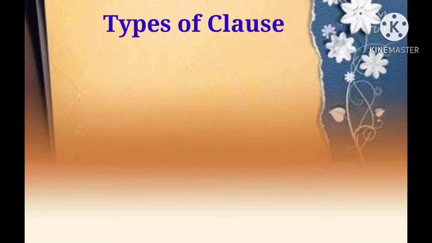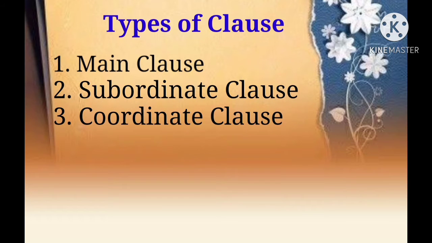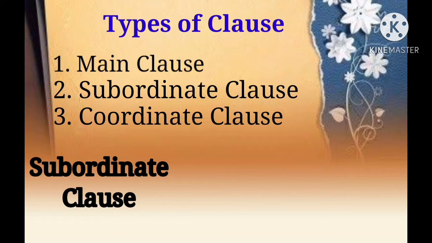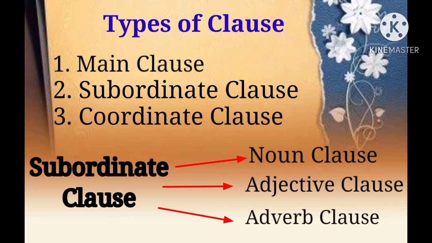There are three types of clauses: main clause, subordinate clause and coordinate clause. A subordinate clause may further have three forms: noun clause, adjective clause and adverb clause. First, I will introduce you to these types of clause: main clause, subordinate clause and coordinate clause.